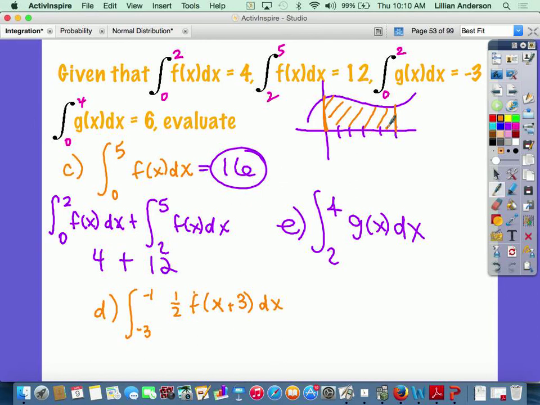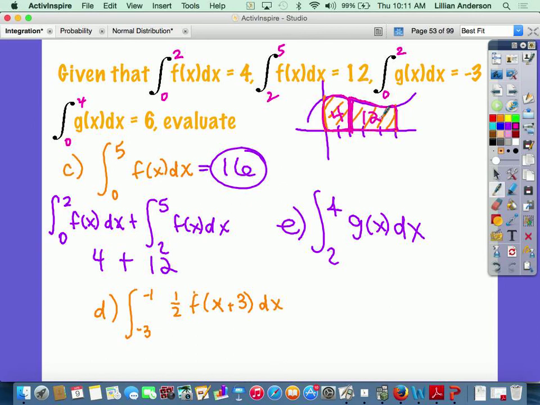Now, the truth of the matter is they didn't give us what that value was. But what they did give us was that from 0 to 2, this area is 4. And then from 2 to 5, this area is 12. So we can actually find from 0 to 5 by just adding the two together. That's how that works. Okay?